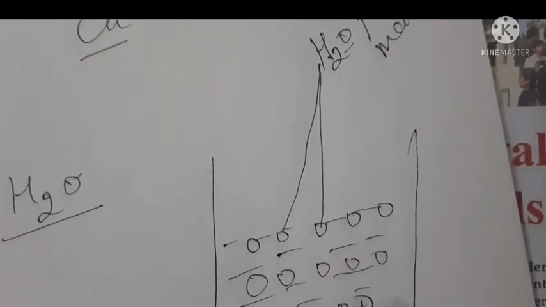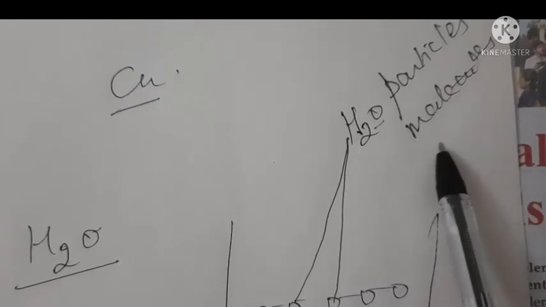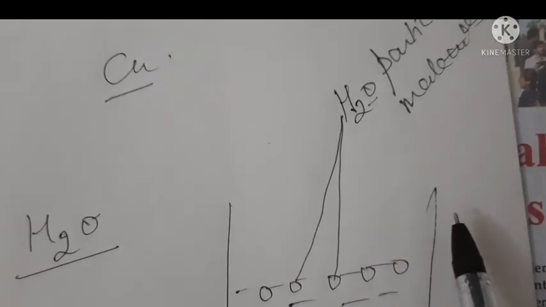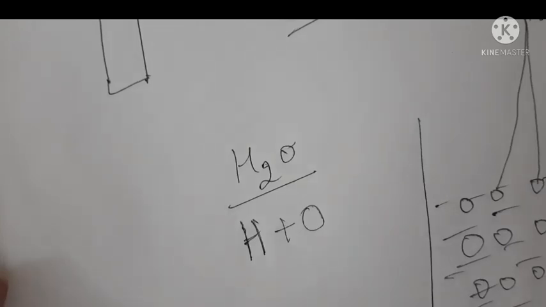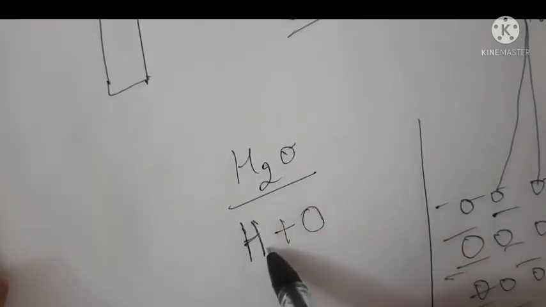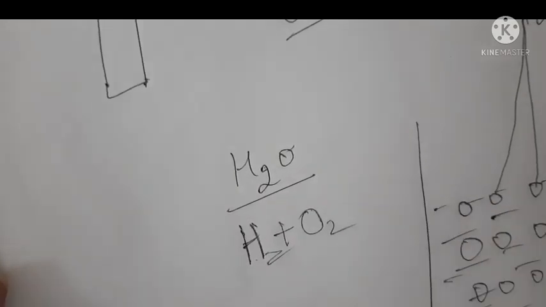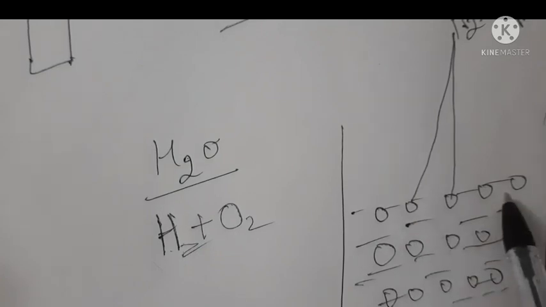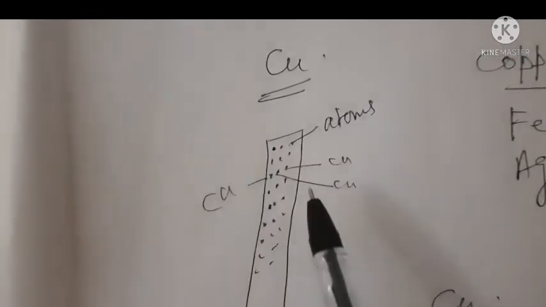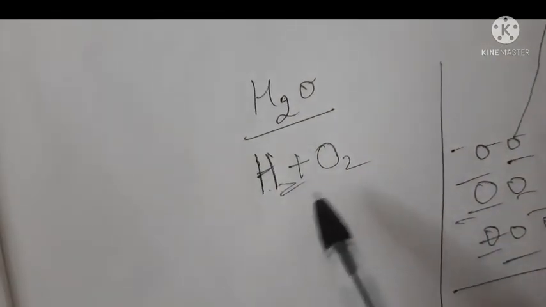Now this water consists of a large number of particles called water particles or molecules, but water is called a compound because it is made up of more than 1 element. This is H2O, so it is made up of the hydrogen element plus the oxygen element. Hydrogen atoms and oxygen atoms have combined to form these water molecules. But copper is made up of a single element only, and a compound is made up of more than 1 different element.